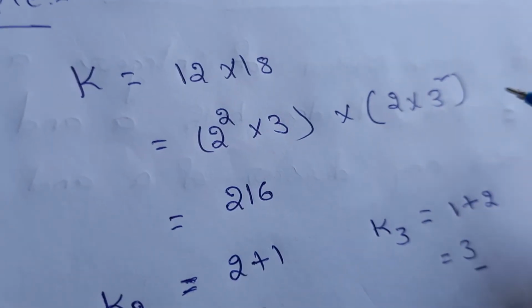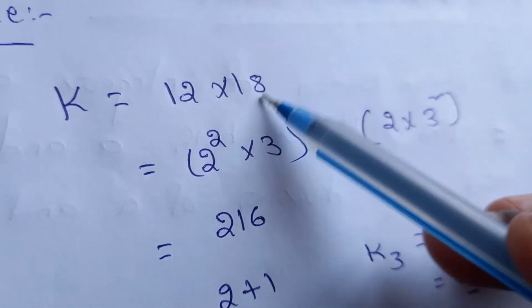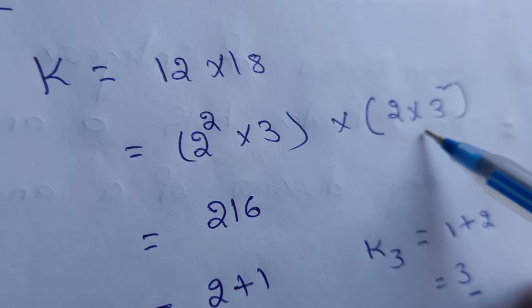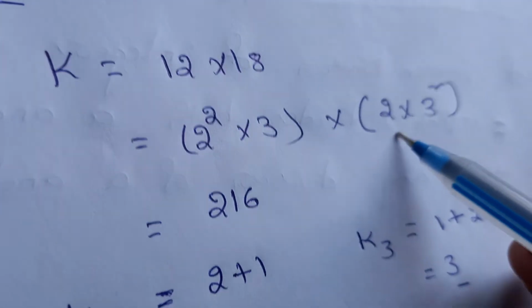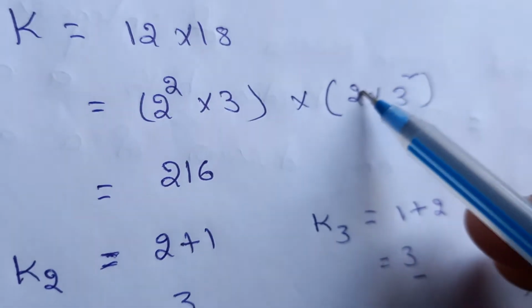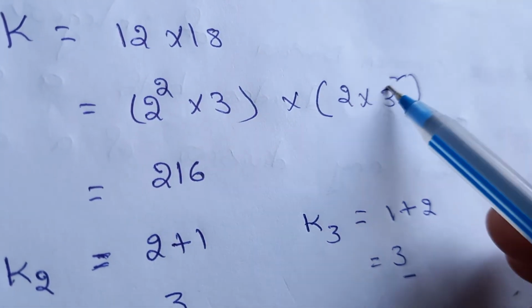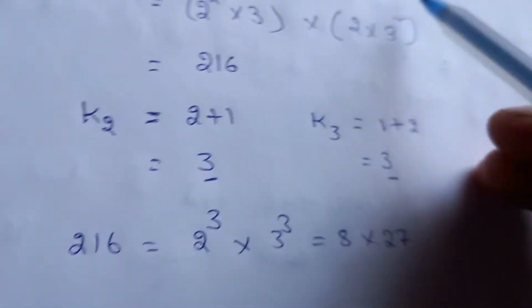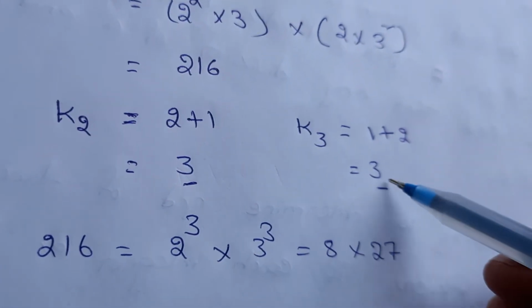Next, the exponents of B. What is B? B is 18. We have written B in the form of prime factors: 2 into 3 power 2, that is 2 power 1 into 3 power 2. 1 plus 2 is 3. So now k1, k2 equal k3.